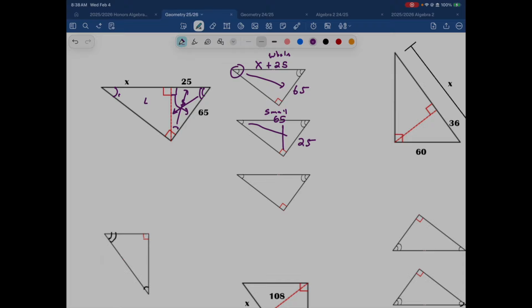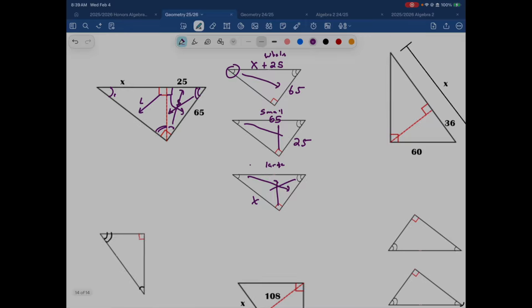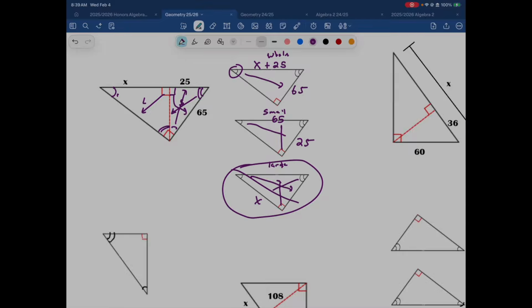Large. This is the large one. The side opposite the 90, we don't know, so I can't put anything there. The side opposite the 1, we don't know. But the side which would be the 2, that's going to be x. But notice in our large, we only know one thing. Since we only know one thing, that's not the one we're going to use. With the whole and the small, we've got what we needed. So it doesn't matter. We're going to start with the whole.